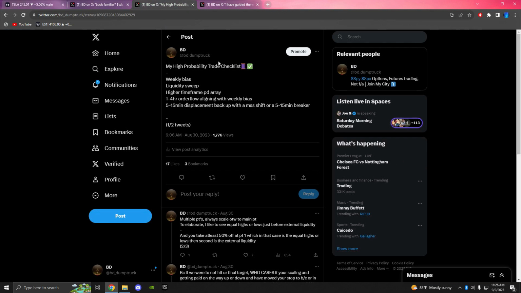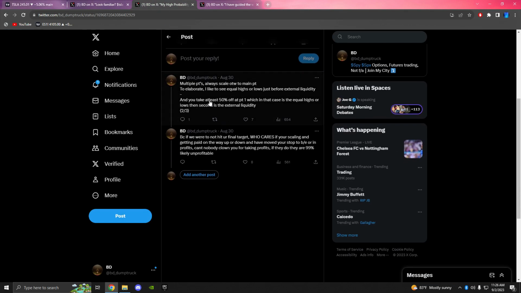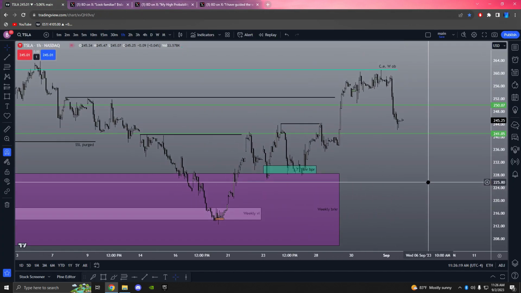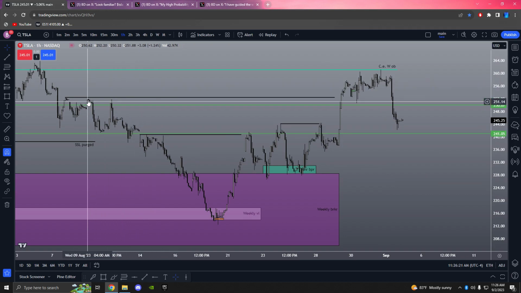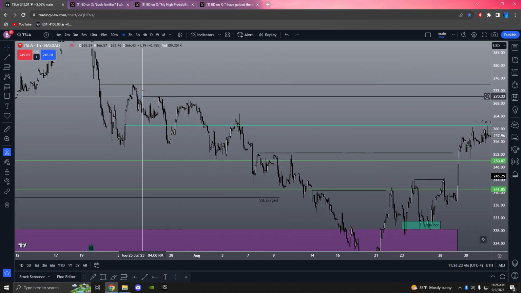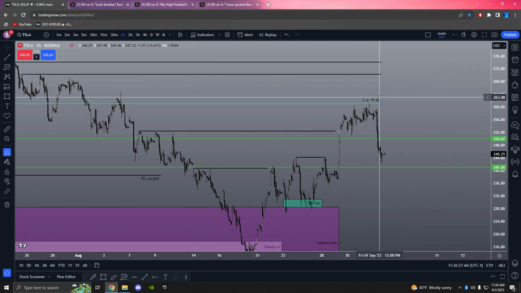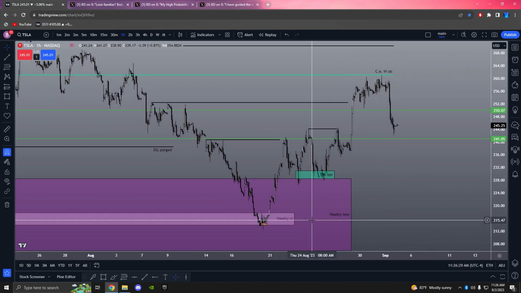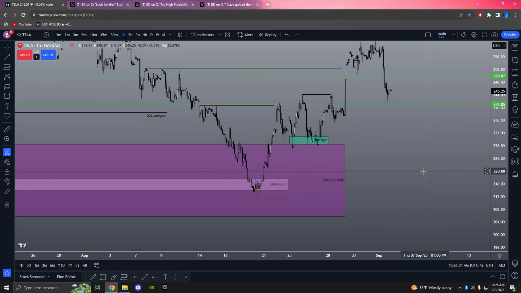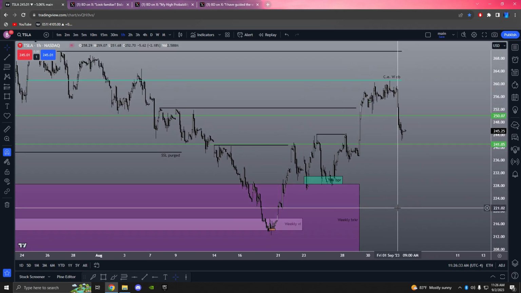So yeah, going back over here to the checklist, multiple price targets. Always scale on the way to your main price target. 240 equal highs, 252 equal highs, 270 equal highs. We're scaling on the way up, because now, even if this were to come all the way down here and stop the rest of mine at break even, I don't give a fuck. I've already been scaling off contracts on the way up.